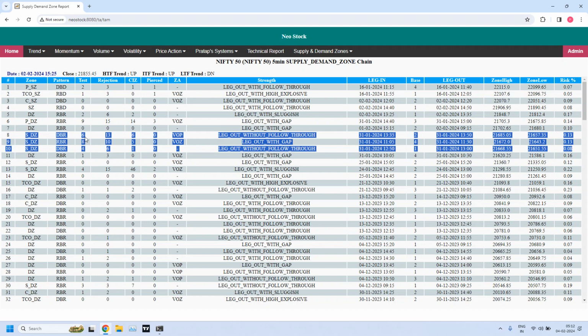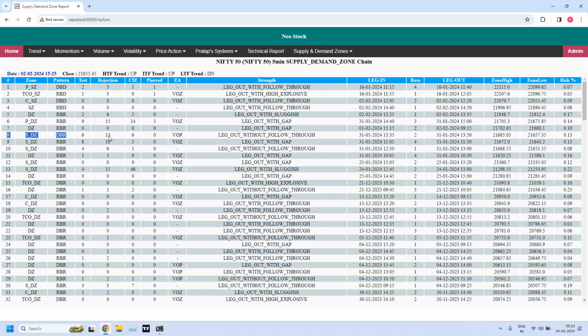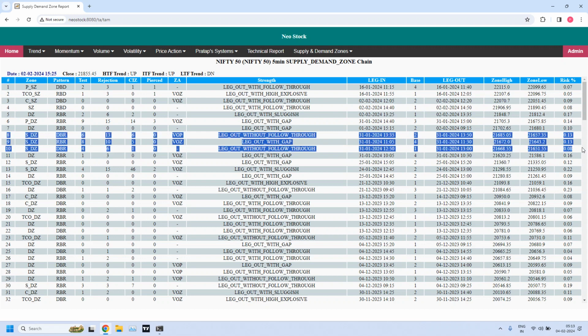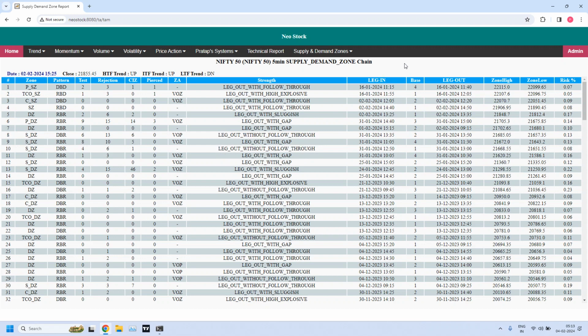But see the order flow, how strong it is. 6 tests, 8 tests, 4 tests. Probably all these zones could have been LOTL zones. So keep an eye on this area when you are planning your intraday trades with the help of Nifty 50. So this is about supply demand zones for Nifty 50.